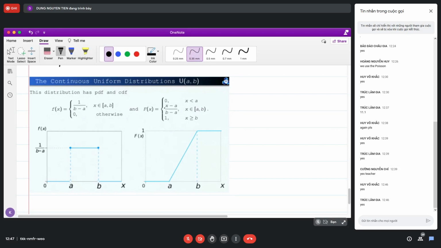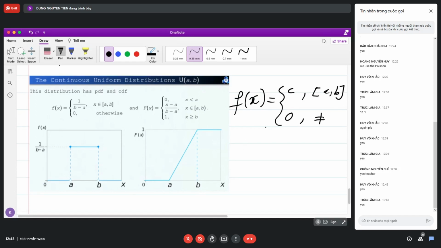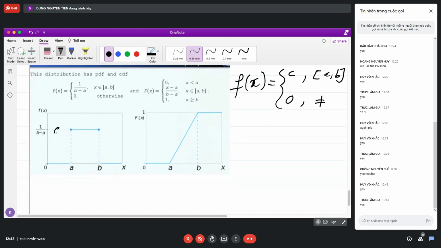Okay. A uniform distribution. Let's consider a uniform distribution on the interval (a, b). It means that we have the same chance to get any value between a and b. Suppose that we have the density function f(x) equals c for any x between a and b. Because we have the same chance, so it should be a constant c, and this is 0 otherwise. Okay, and then we want to find the value of c.